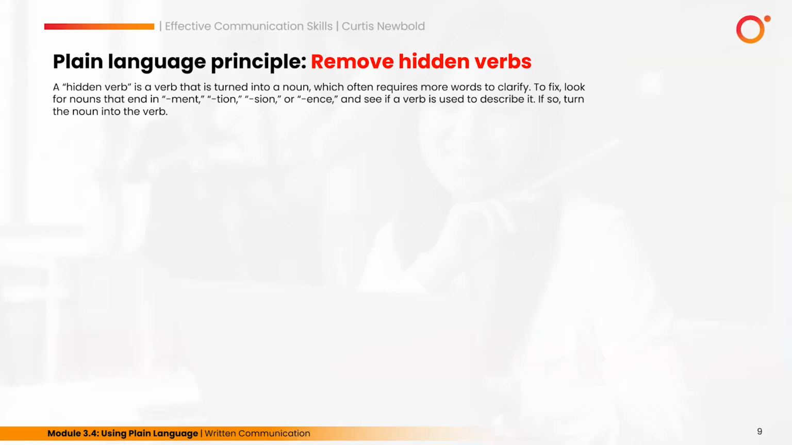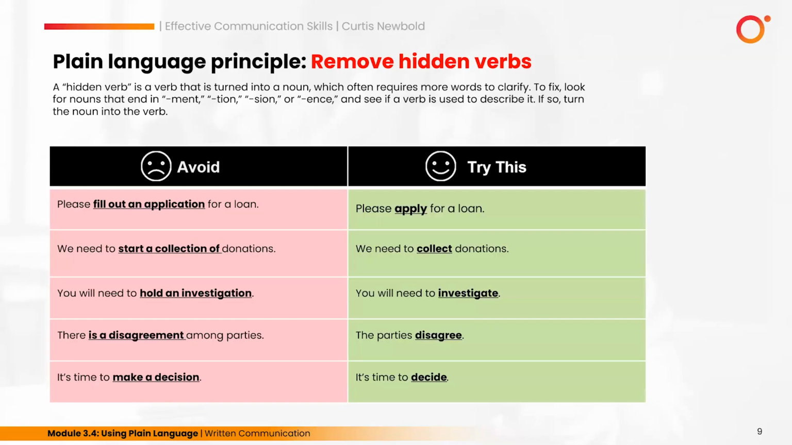Okay, plain language principle, removing hidden verbs. A hidden verb is a verb that is turned into a noun, which often requires more words to clarify. So to fix, look for nouns that end in terms like ment or tion, like shun, or ence, and see if a verb is used to describe it. If so, turn the noun into the verb. So I know that sounds a little bit confusing, so let's look at some examples here.